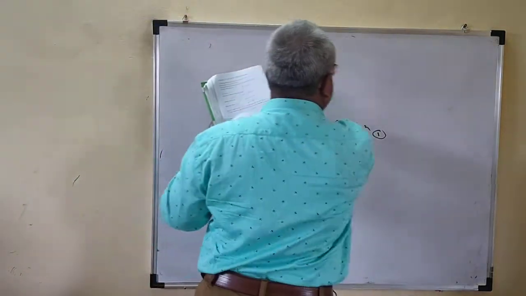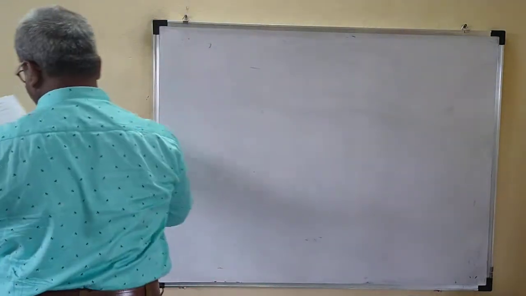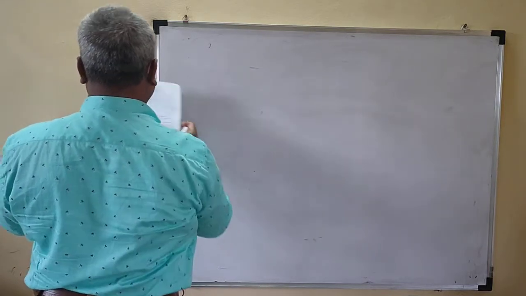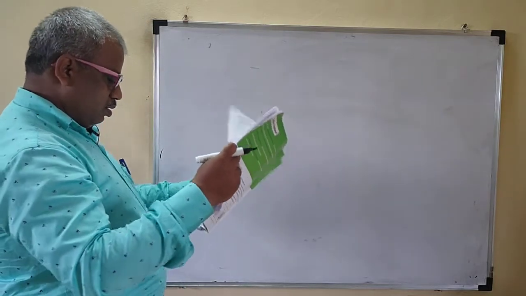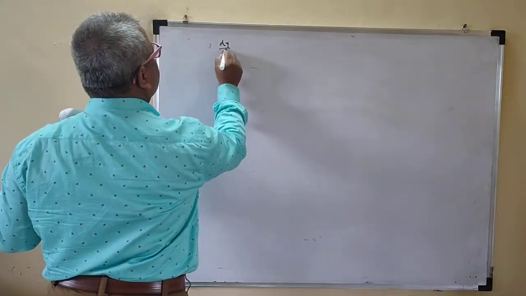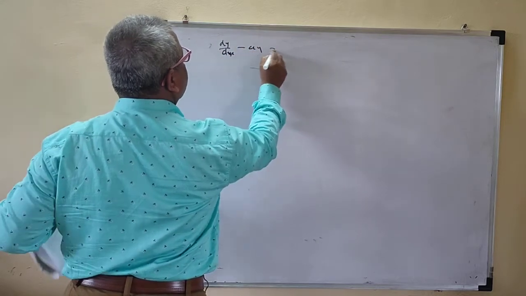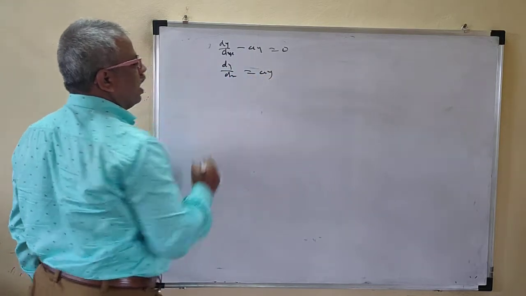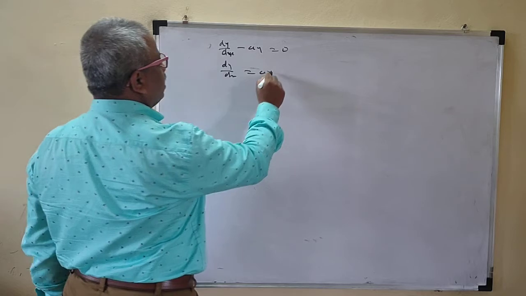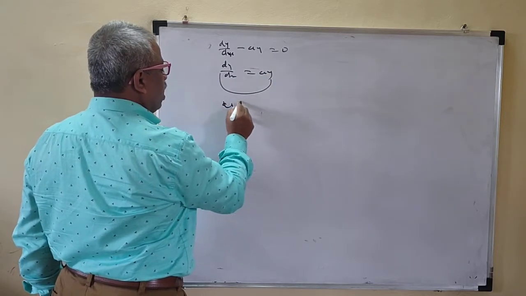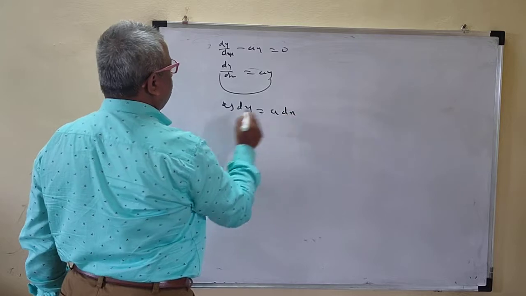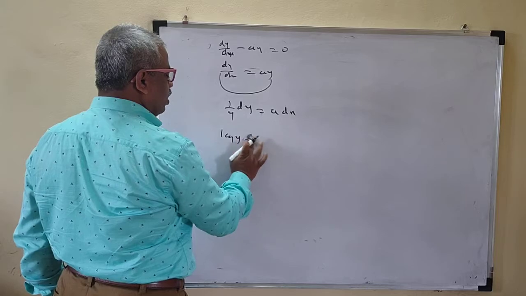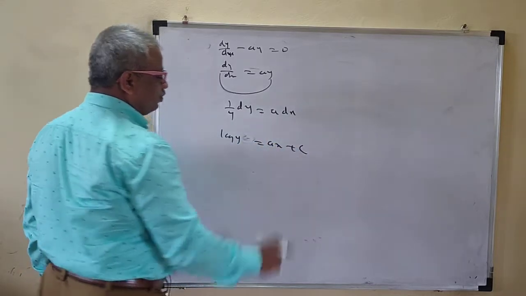Suppose we have to solve this. We take some problem. Suppose dy by dx, that means y prime, minus ay is equal to 0. How can we write this? dy by dx is equal to ay. Now I can shift y to this side, so 1 by y dy is equal to a dx. Then log y is equal to x plus c now.